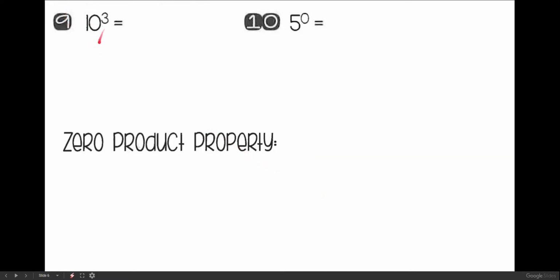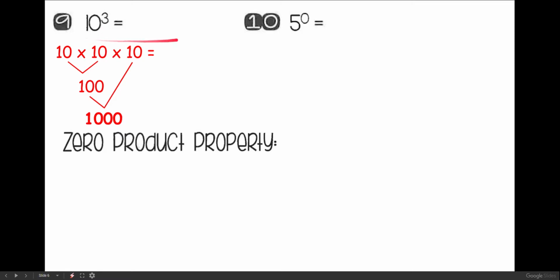Number 9, 10 to the power of 3. Well, that's just 10 times 10 times 10. So 10 times 10 is 100, and 100 times 10 is 1,000. Now, an easy trick for tens is you can basically just count the zeros. So it would be 10 with another 3 zeros. So 10 to the 5th would be 1 with 5 zeros. And 10 to the power of 7 would be 1 and then 7 more zeros. So yeah, 10 to the power of 3 is 1 with 3 more zeros.